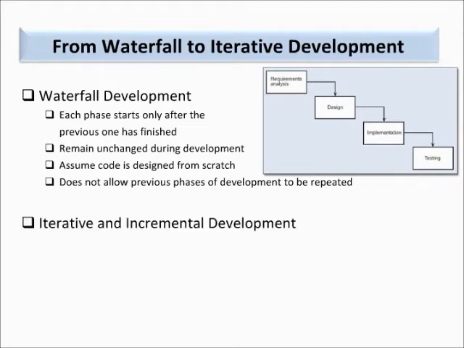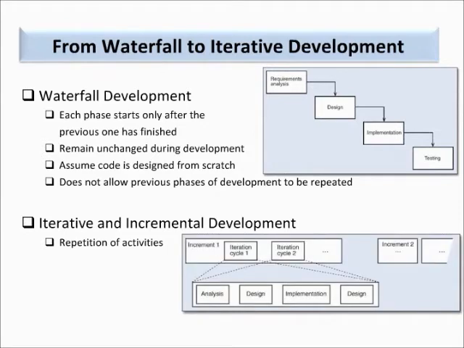Iterative and incremental processes represent best practice that has been identified from the limitations of the waterfall process. The term iterative indicates the repetition of one or more activities. The term incremental indicates that development proceeds from an initial subset of the requirements to more and more complete subsets until the whole system is addressed.